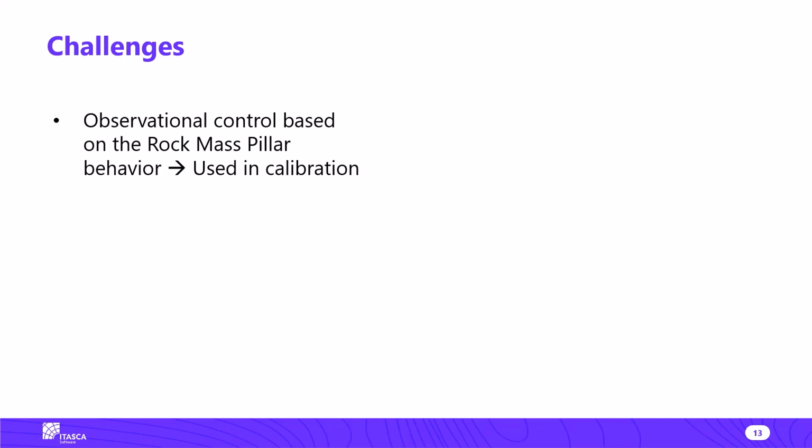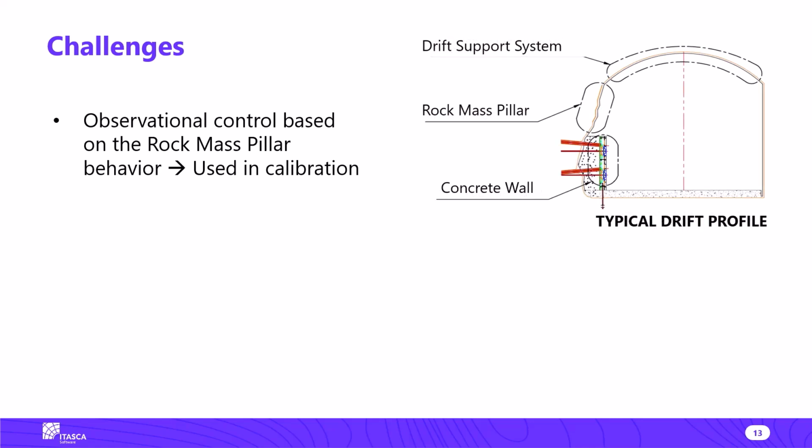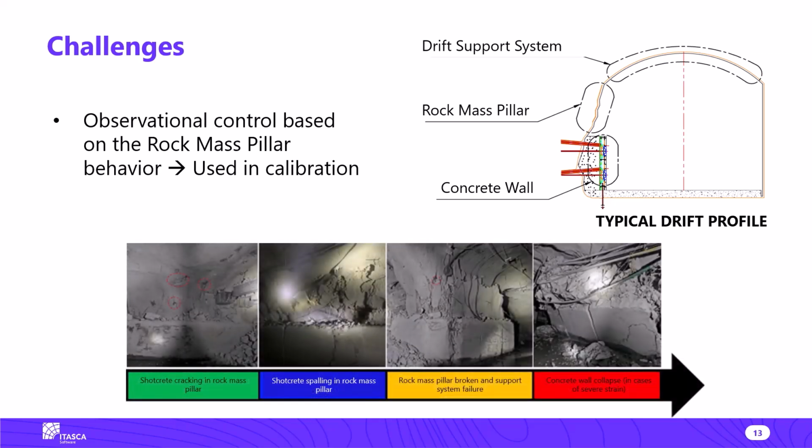One of the main challenges that the team faced had to do with the source of the information. As you can see on the top right sketch, the observational information was captured mainly on a window of shotcreted rock, which was called the rock mass pillar. The presence of a concrete structure at the bottom of the drift walls has a practical effect of concealing the actual behavior of the rock mass, which only becomes apparent when the entire wall begins to mobilize.